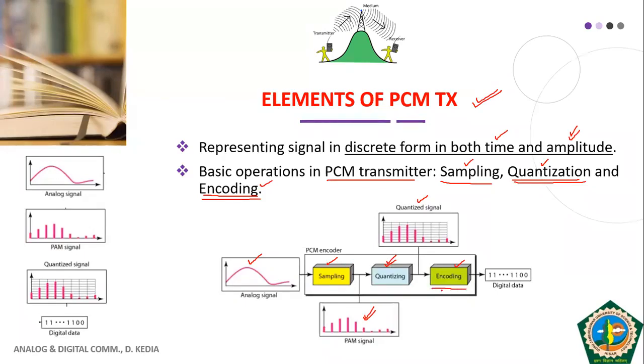And encoder, we already know that we encode our signal in the form of ones and zeros. So this is the main crux of your pulse code modulation system. And these can be considered as the main elements of your PCM transmitter. So now let us talk about sampling first in detail.